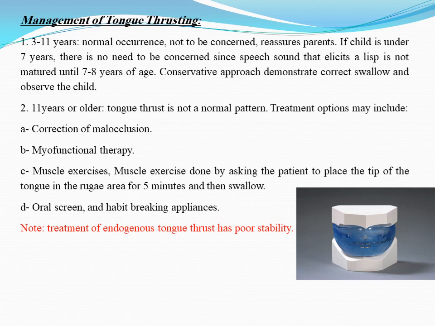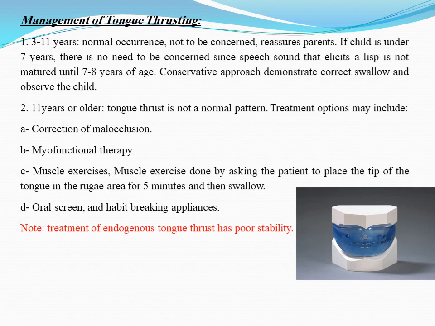Number 2, if the child is 11 years or older, the tongue thrust during this period is not a normal pattern and the treatment must be started. The options of treatment may be: number 1, correction of malocclusion, and this is done by fixed or removable appliance. Number 2, use of myofunctional therapy.